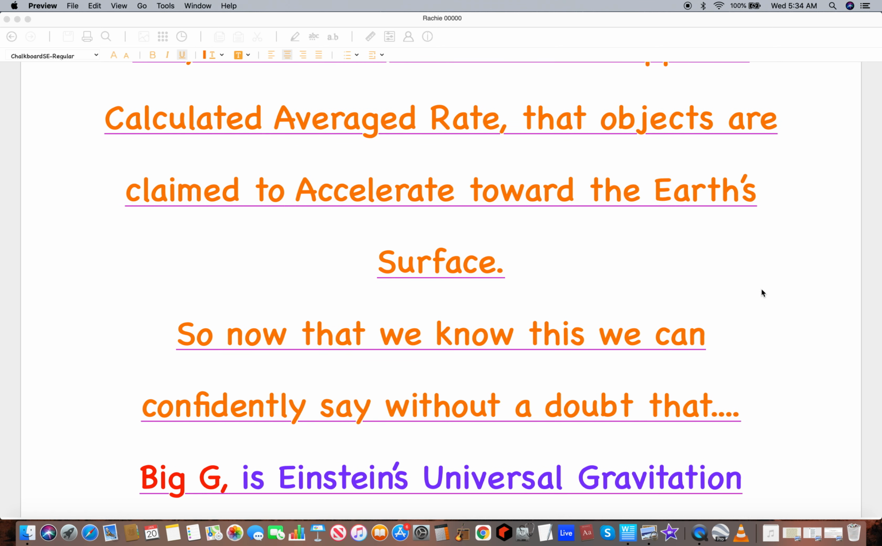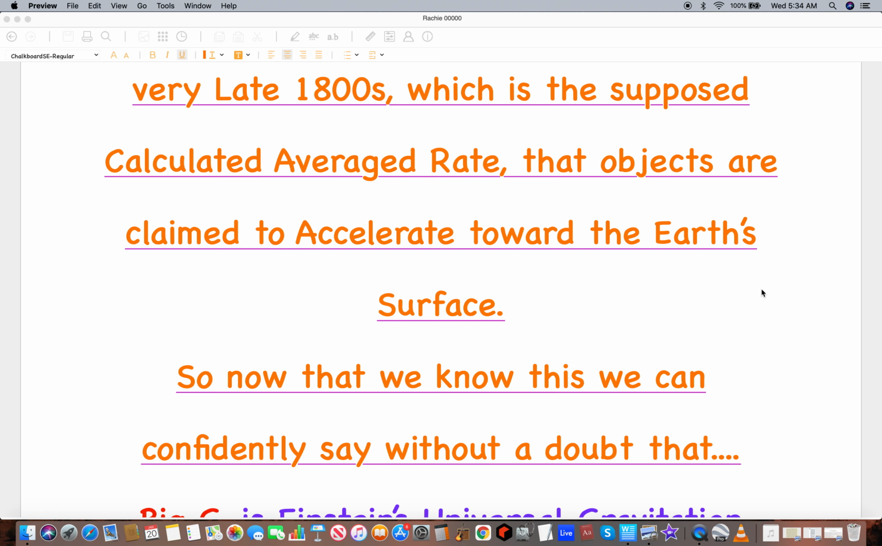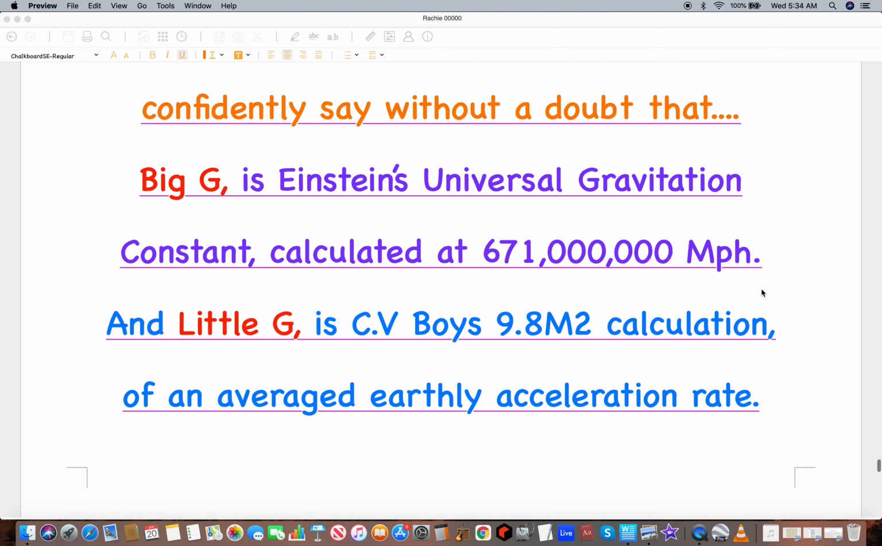So now that we know this, we can confidently say without a doubt that big G is Einstein's universal gravitational constant, calculated at 671 million miles per hour, and little g is Charles Vernon Boys's 9.8 meters per second squared calculation of an averaged earthly acceleration rate. So that's big G and that's little g. Henry Cavendish wasn't involved whatsoever.